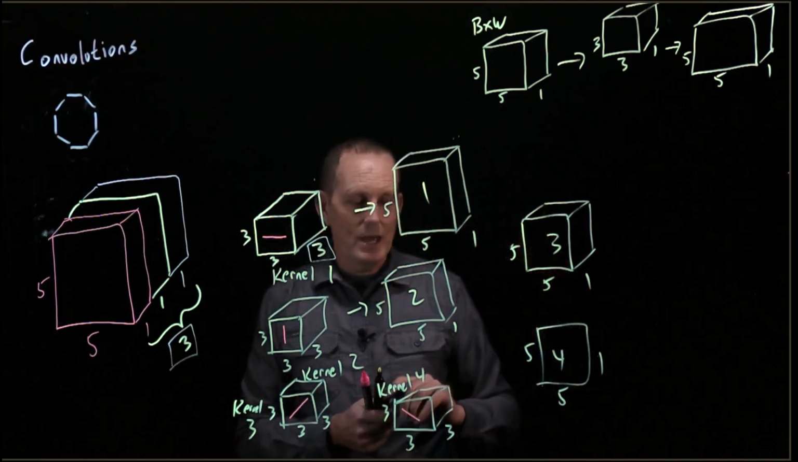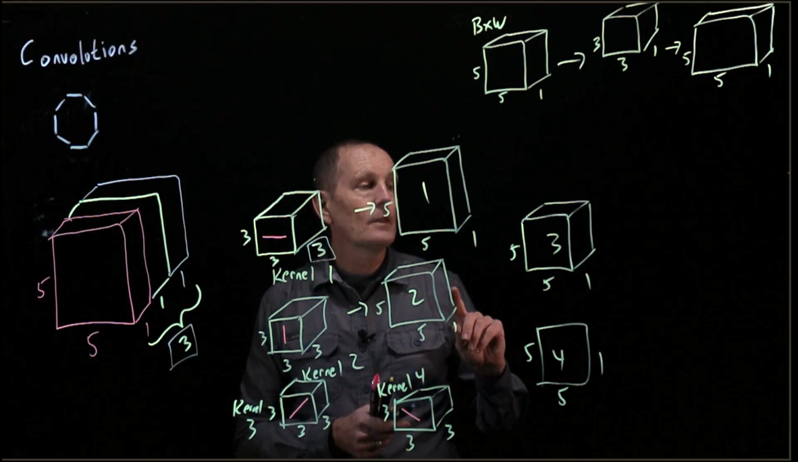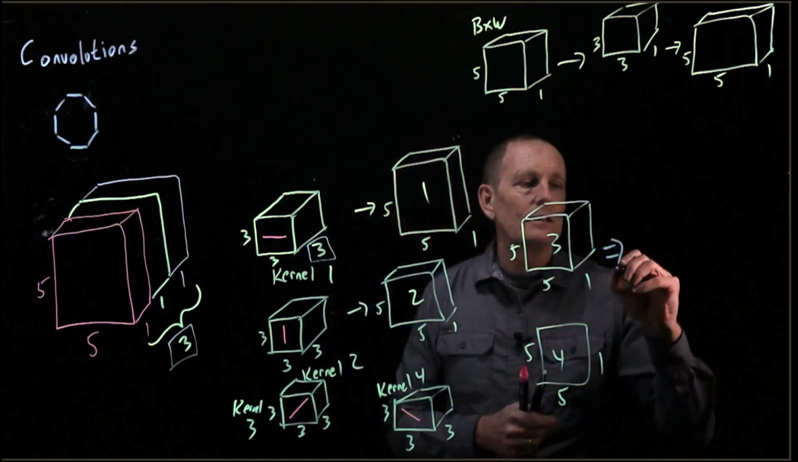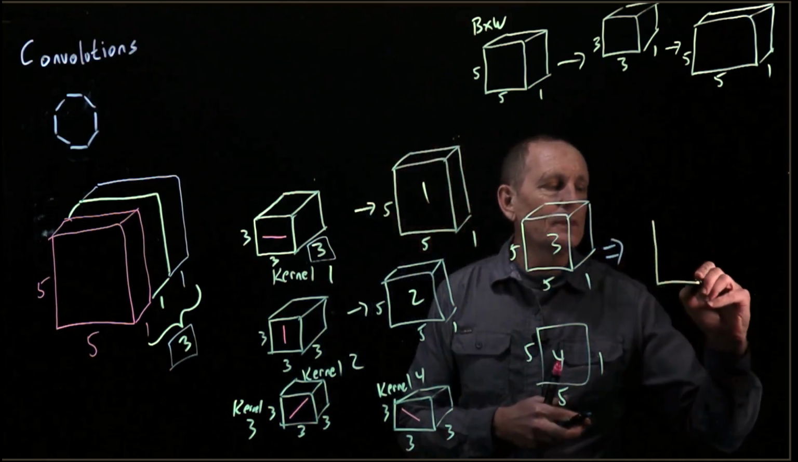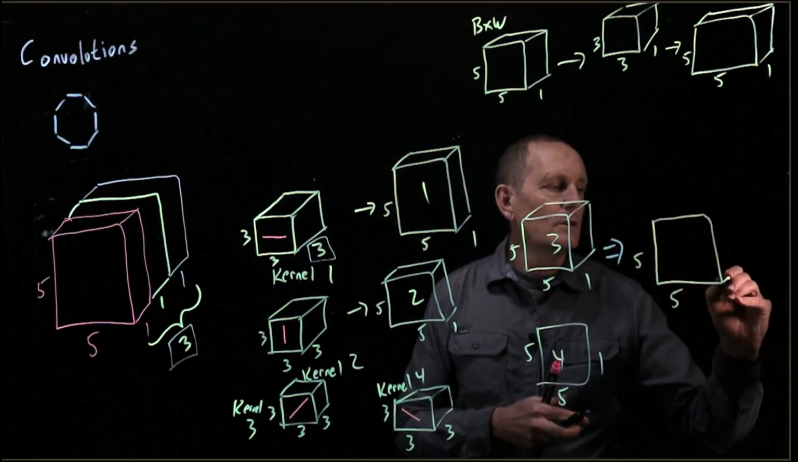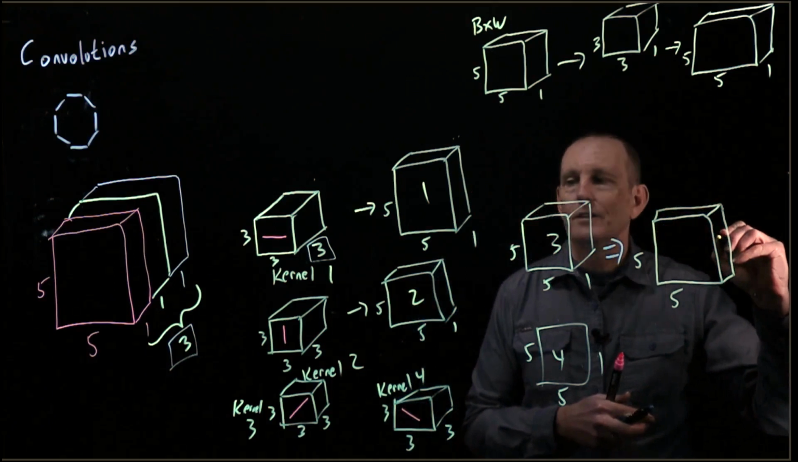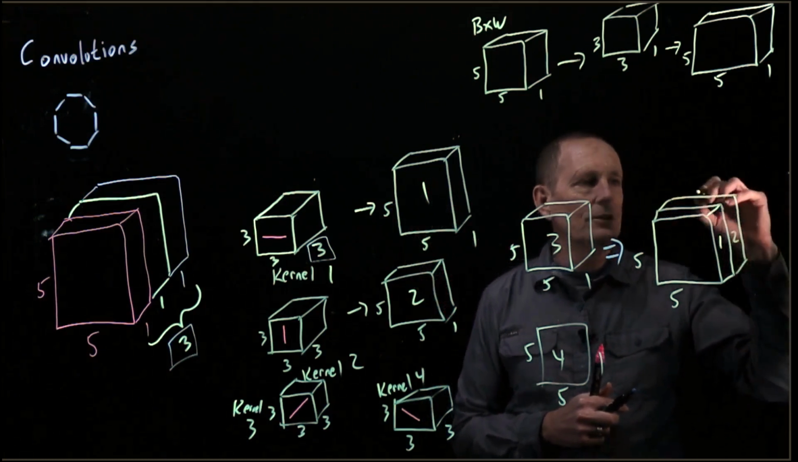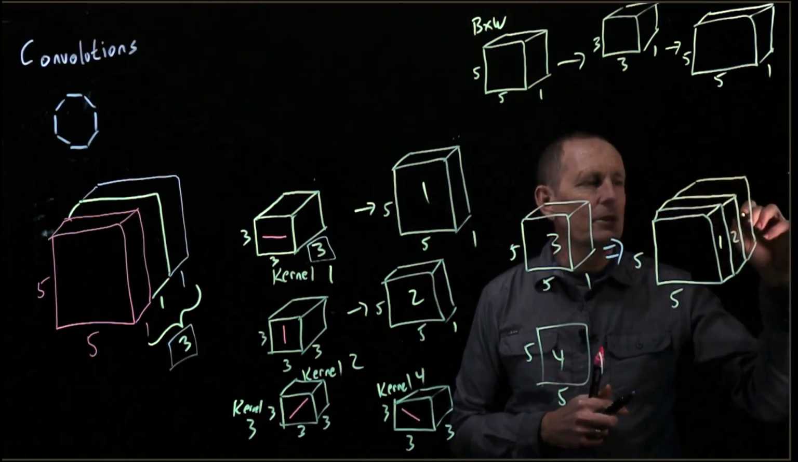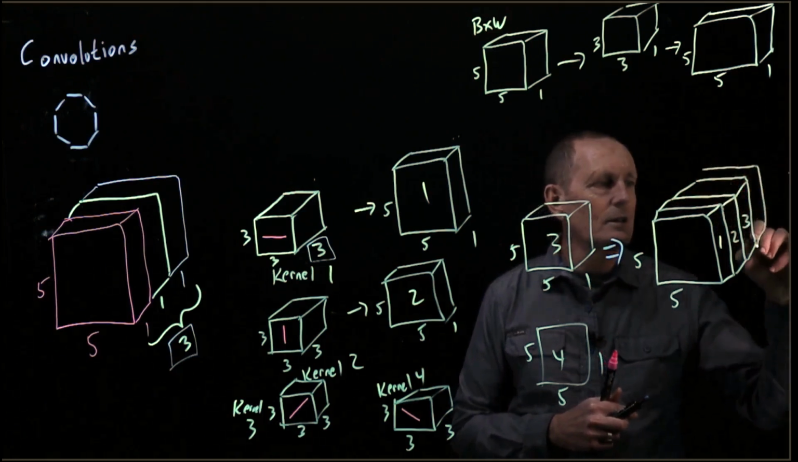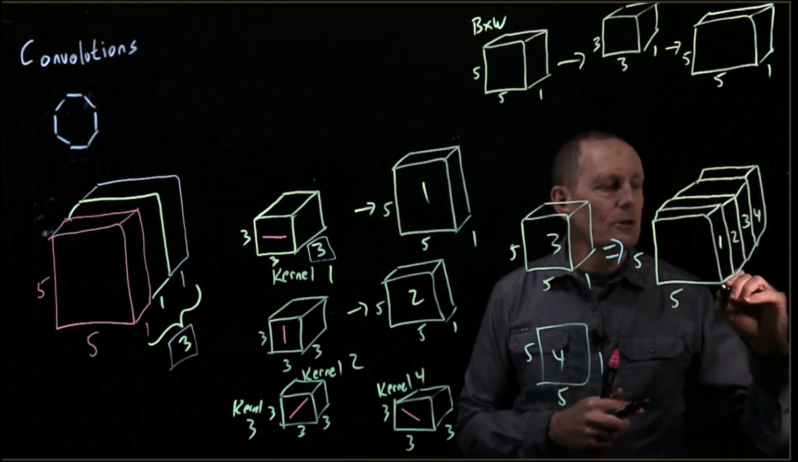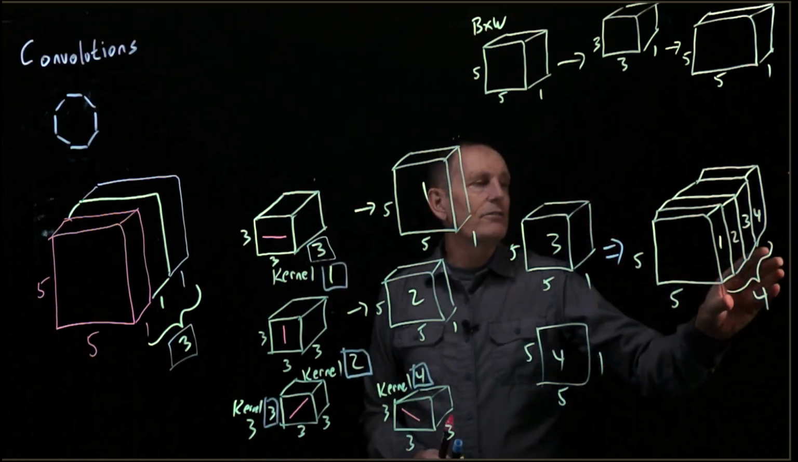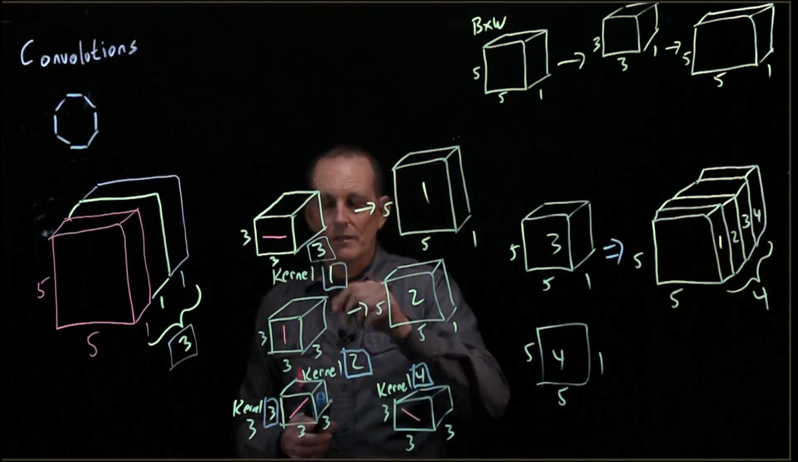We're going to actually go ahead and stack these. So what we're going to do is convert these into a stack that's 5 by 5. In the first stack, we have the output from the first kernel. The second stack is the output from the second kernel. The third stack from the third, and the fourth stack from the fourth. So this depth is 4. Why is this depth 4? So we've got a depth of 4 here because of the 4 kernels.